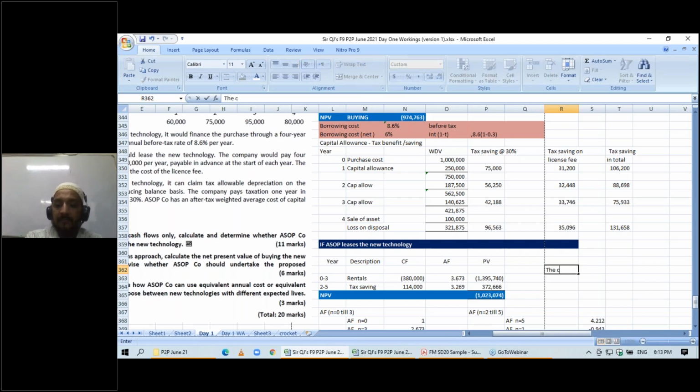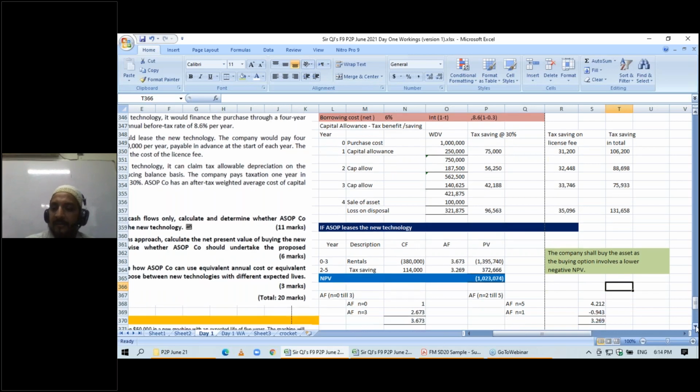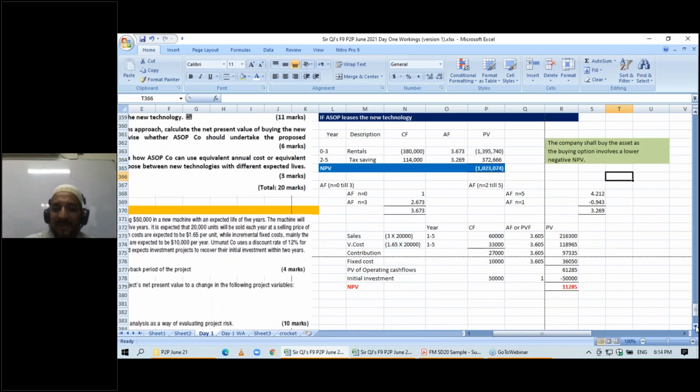Therefore, the company shall buy the asset as the buying option involves a lower negative NPV, right? So this was the conclusion. Please write this conclusion down. I'm really sorry for missing it, because the break time started and I ended over there. Okay, so breaks are very important sometimes.